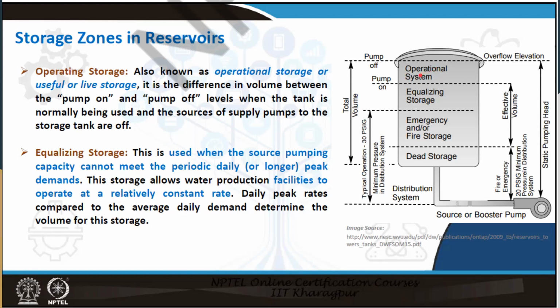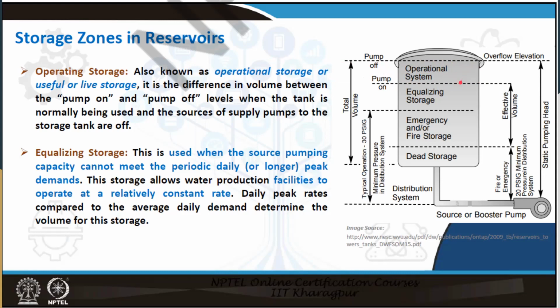So, operating storage is by definition the difference in the volume between the pump on and the pump off level when the tank is normally being used. Now, what is pump off level and pump on level? Pump on level is the level at which the pump will be switched on for filling water into the tank. So basically, you can see that this difference between the pump on and pump off, or the operational storage, is the actual level of water that is being used for supply.